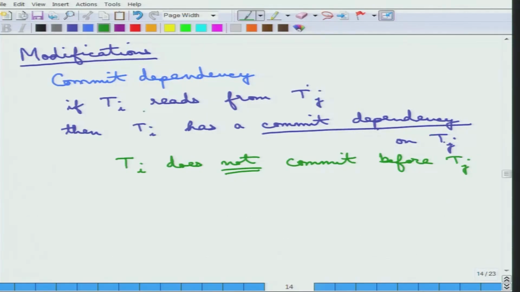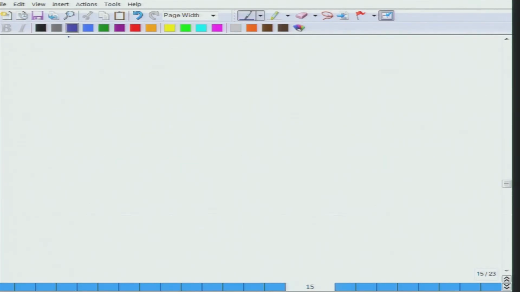Otherwise what may happen is that Ti reads and then commits, and then Tj aborts, but by then Ti has already committed, and it is a wrong commit because Ti has read a value that it should not have. Okay, now a couple more things. To make this recoverable and cascadeless, certain modifications can be done.